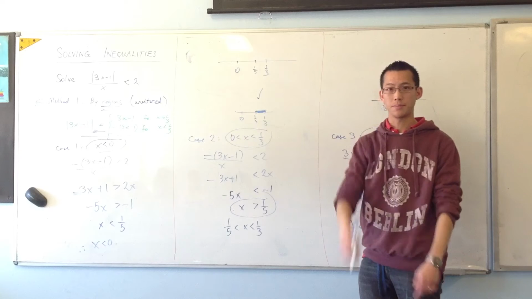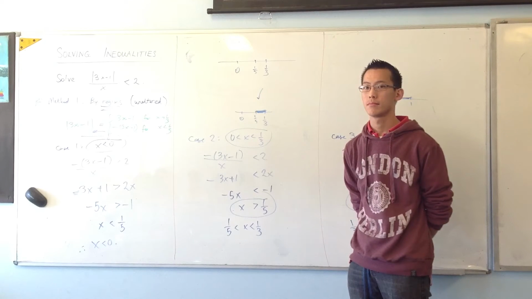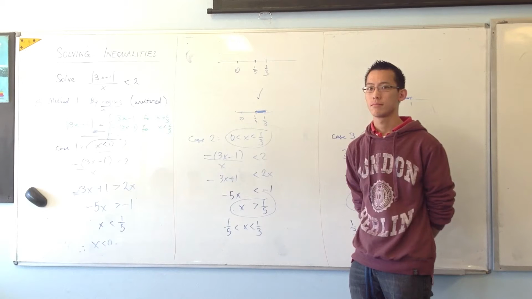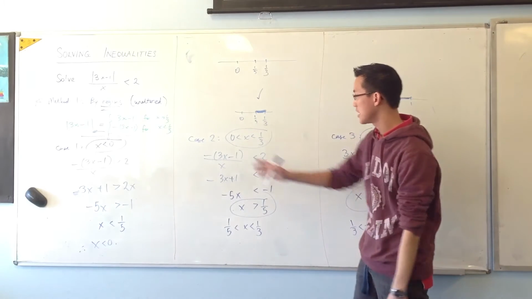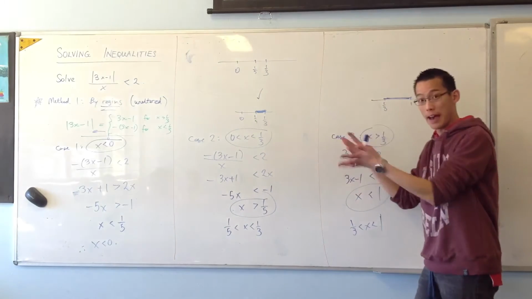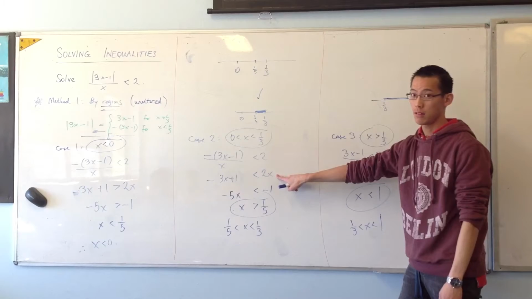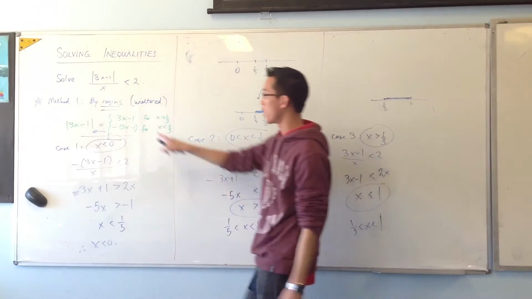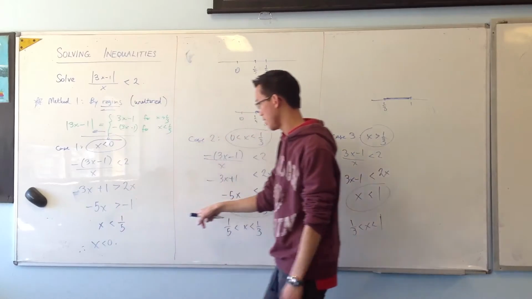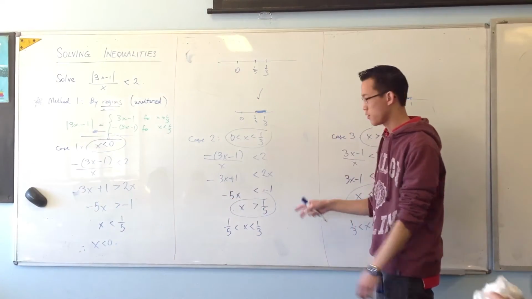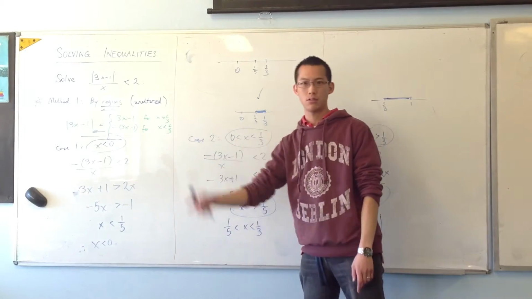Question: with this question, why did you take 0 as a case? Normally with these, isn't it just what's inside the absolute value? I have to take it as a case because in each case, to simplify and solve, I have to multiply by x. Multiplying by x means you have to consider whether it's positive or negative. So what happens here is quite different to what happens here. Even though the mechanics are the same, the negative makes the inequality shift around.